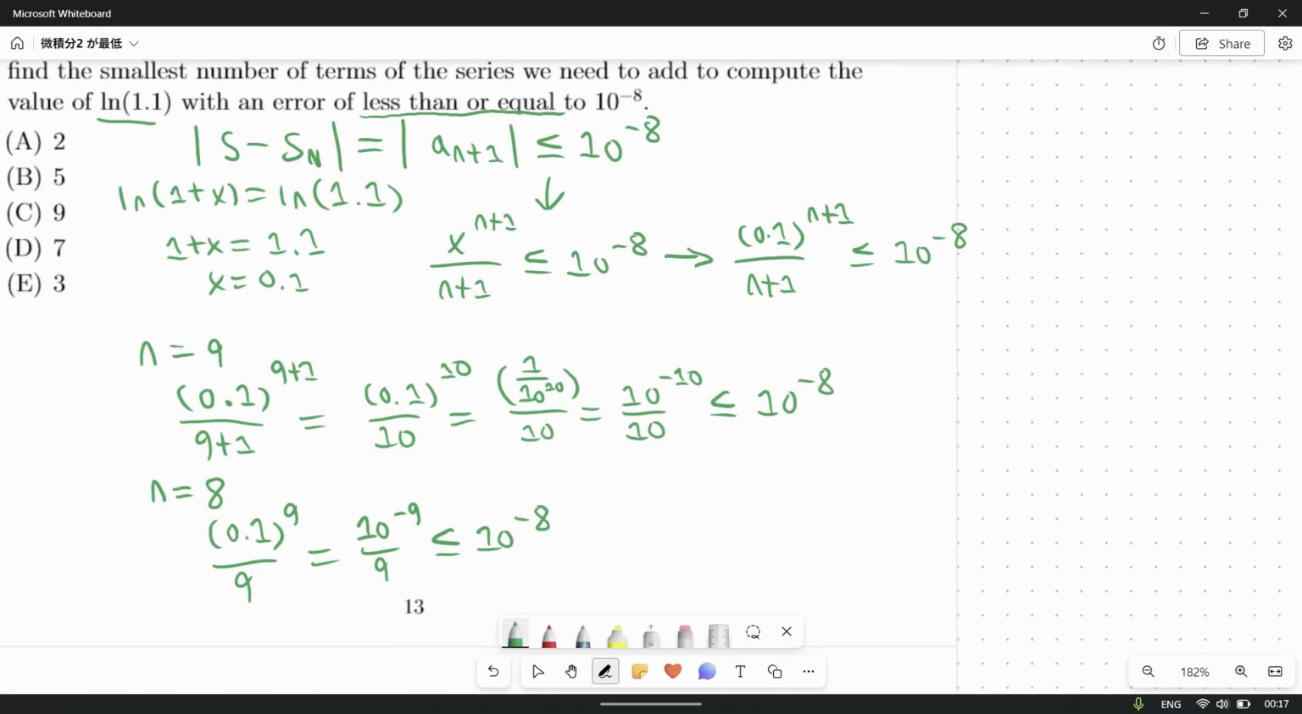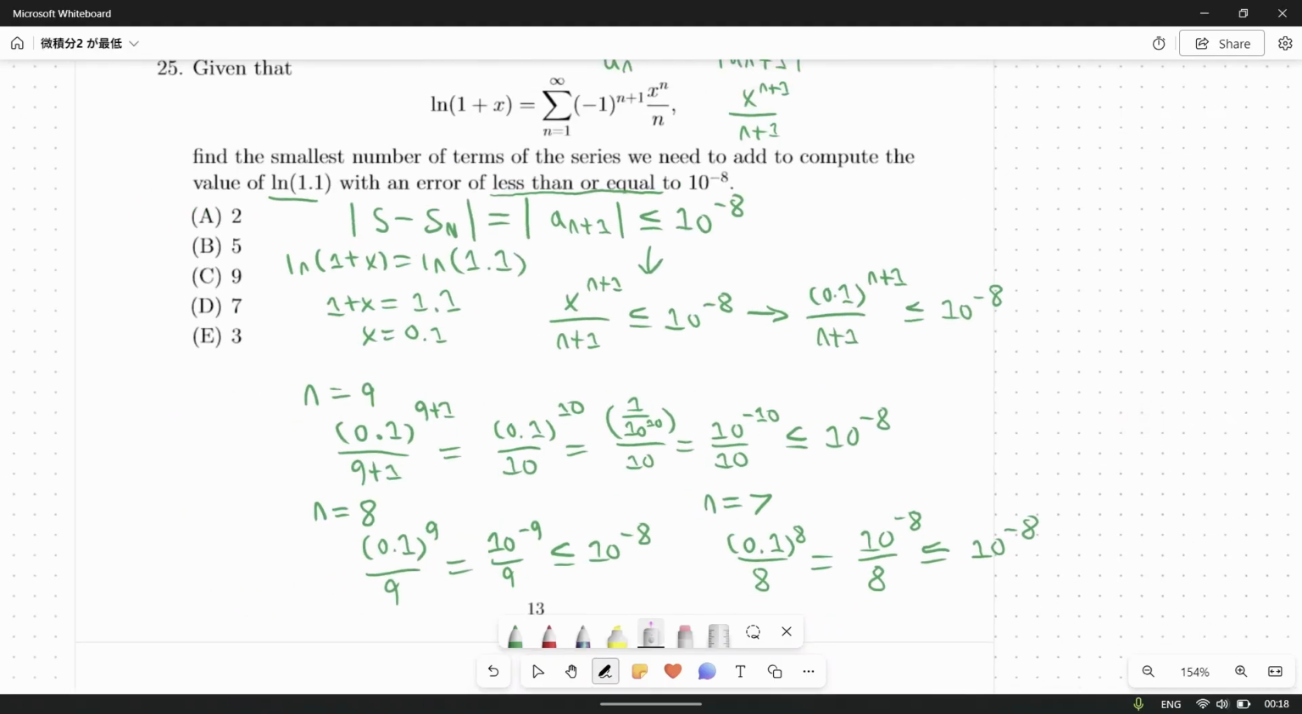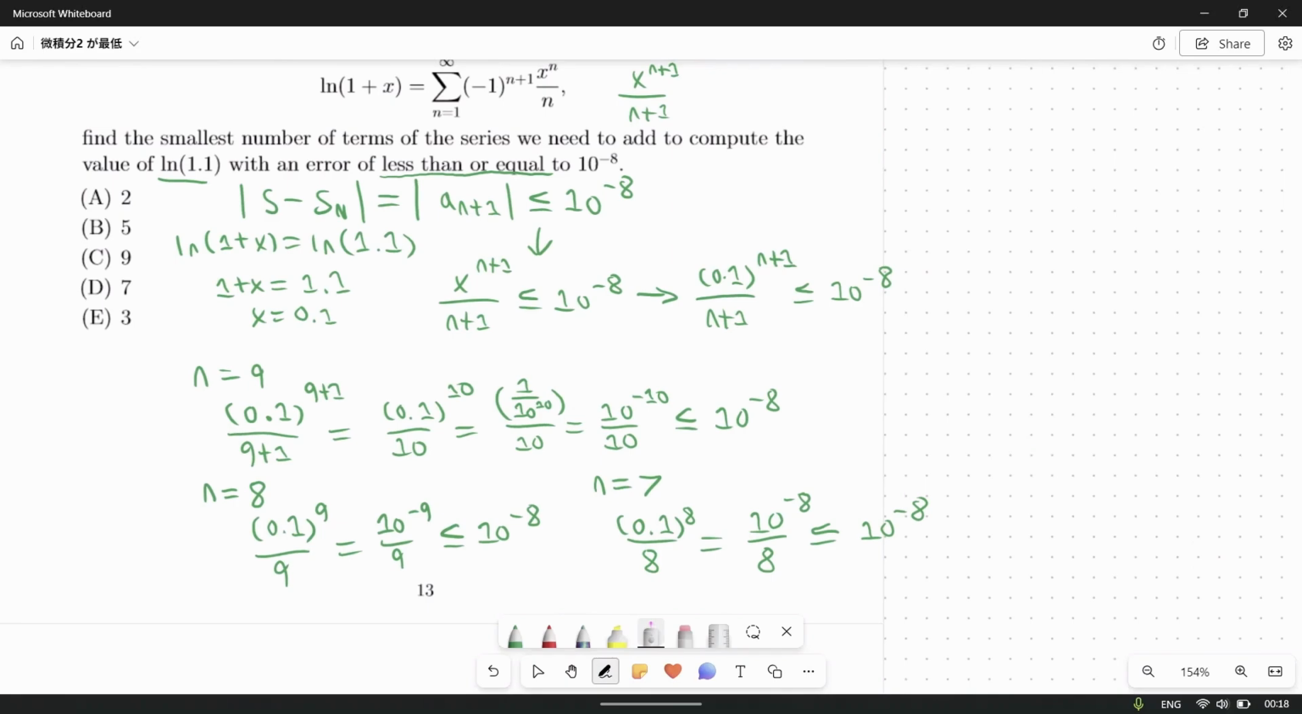So going to our next lowest number, n is equal to 7, same process, rinse and repeat: 0.1 to the 8th power over 8. That simplifies to 10 to the negative 8 over 8, which once again is also going to be less than 10 to the negative 8 because it's a fraction. So even though this exponent is the same as this exponent, since it's going to be a fraction, it's going to end up being less. But now I think we've hit our limit, because if we go down to n is equal to 6, it's not going to satisfy the inequality.